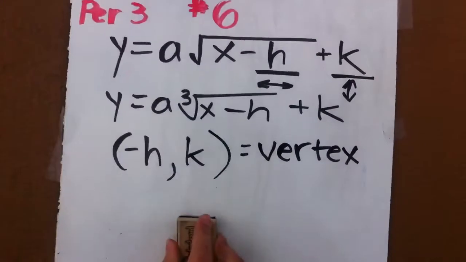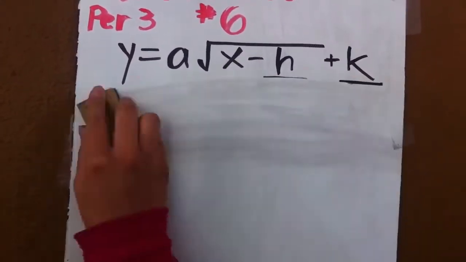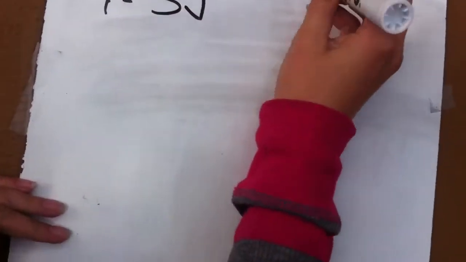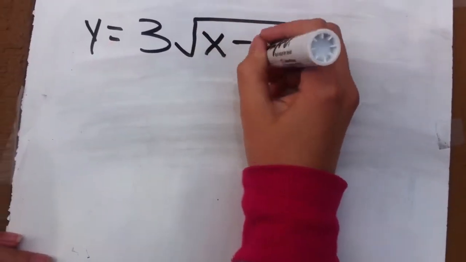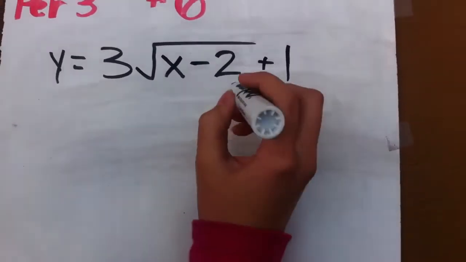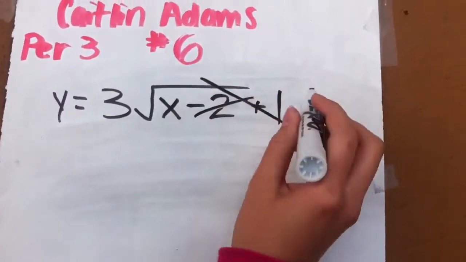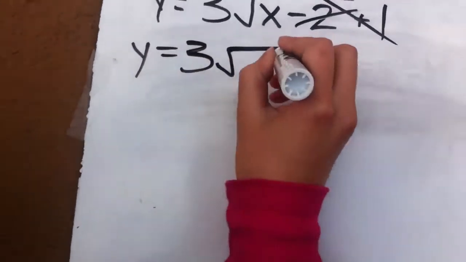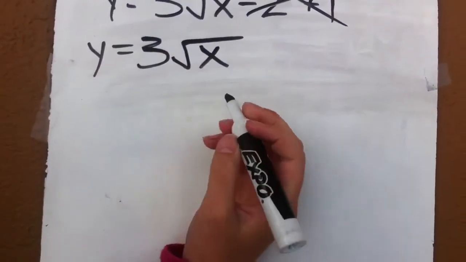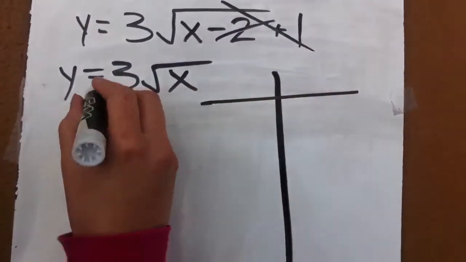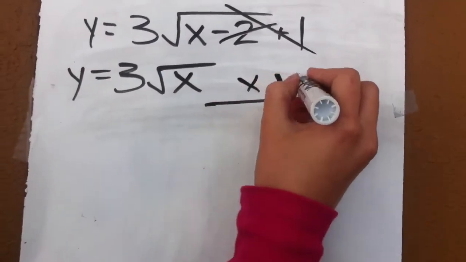So, to graph something, we're going to start out with the equation y equals 3 times the square root of x minus 2, plus 1. We're going to ignore this for a while, and kind of get an idea of what the graph looks like. So just make a t-chart for 3 times the square root of x.